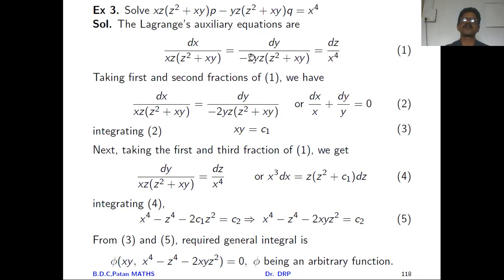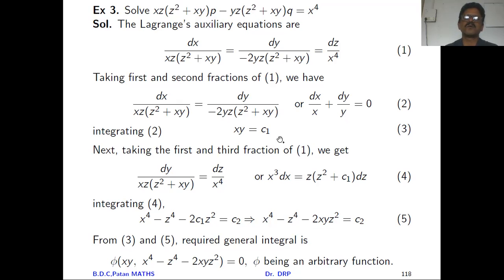This 2 is not there because it is not given in the question. After simplifying, it gives an equation like this one, and this equation is of variable separable type. So taking the integration, it gives log x plus log y equal to log c1 as one solution, or it gives log xy equal to log c1.